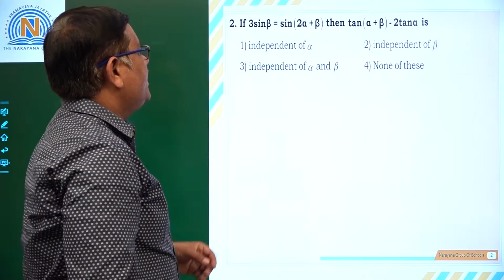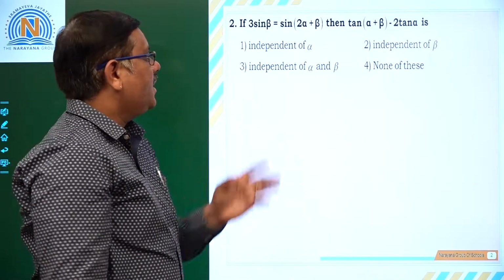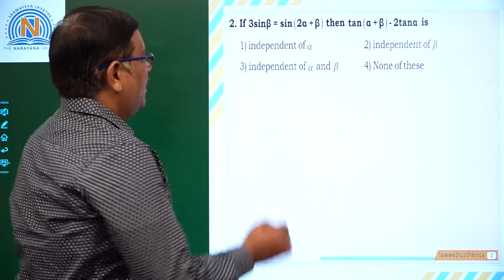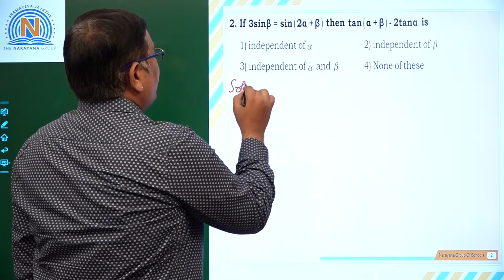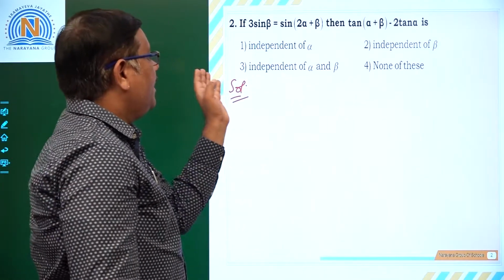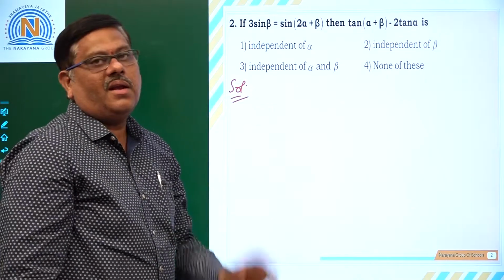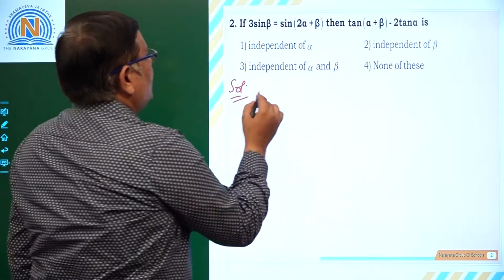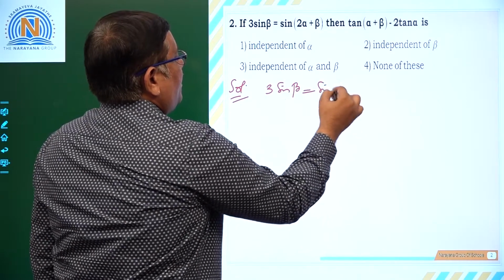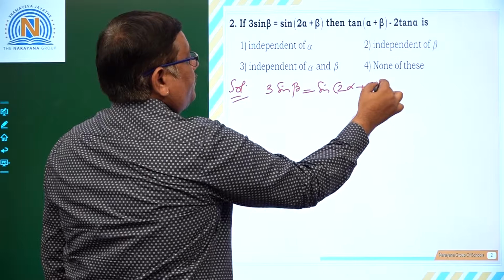If 3 sin beta is equal to sin of (2 alpha plus beta), then tan (alpha plus beta) minus 2 tan alpha is. Let us try to solve it. Here also we are given four options: independent of alpha, independent of beta, independent of alpha and beta, none of these. Let us see the given. 3 sin beta is given as sin (2 alpha plus beta).